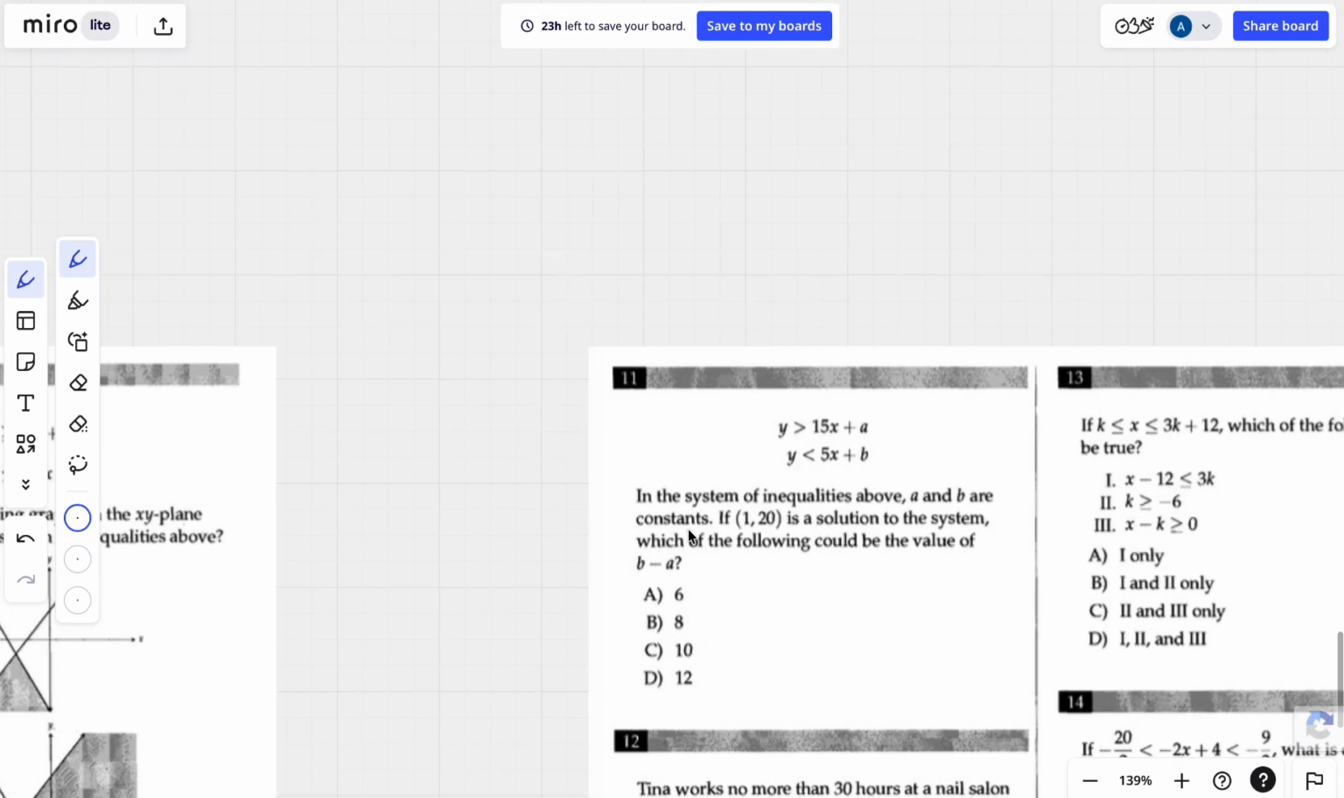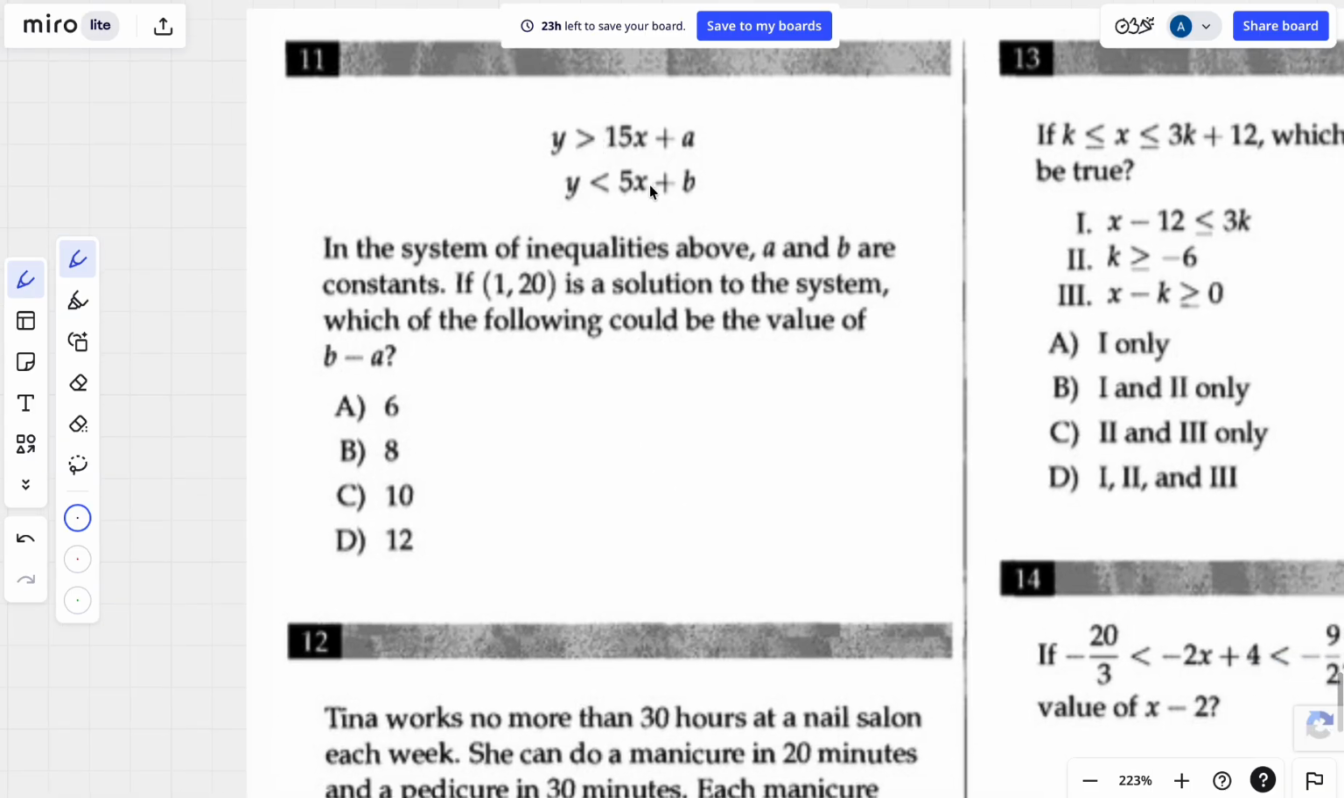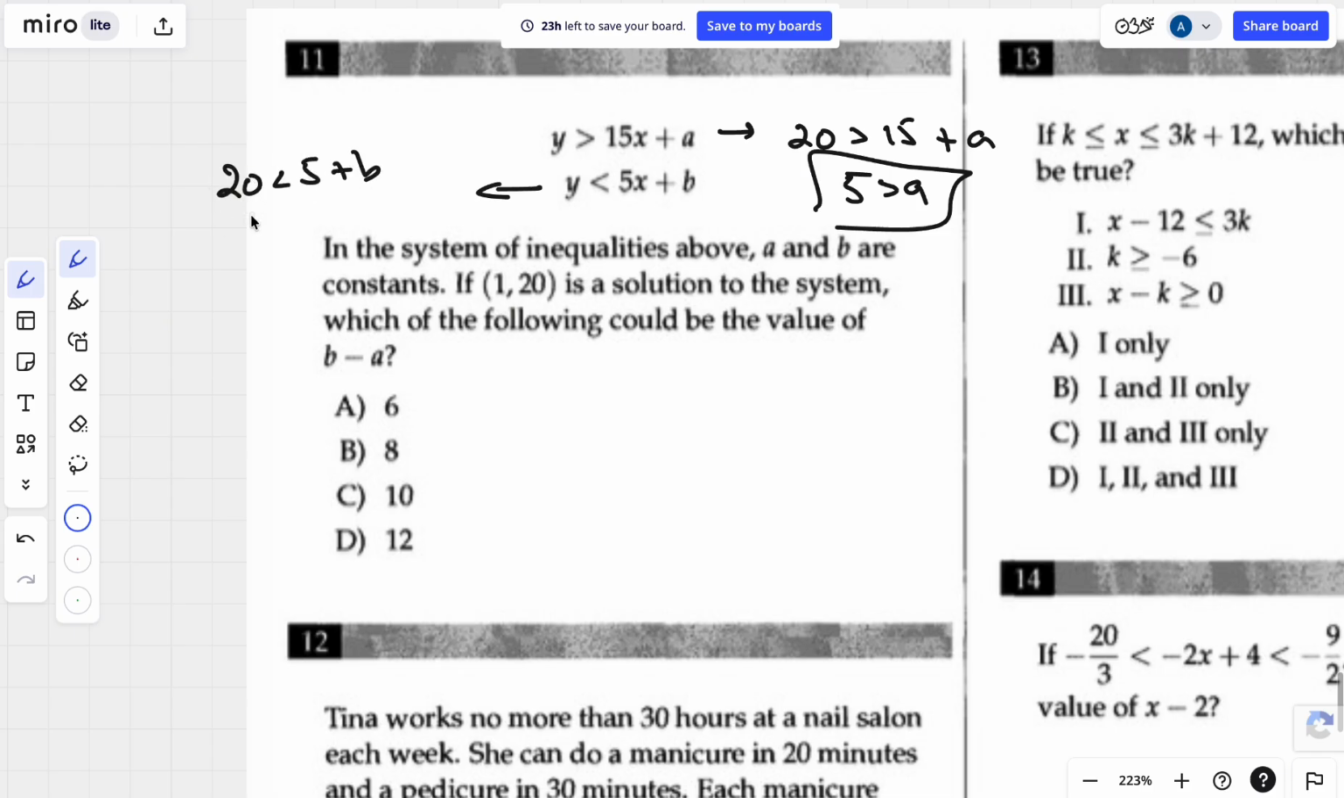Moving on, question 11. We have two inequalities. (1, 20) is the solution. We'll just plug it in. In the first one, if I plug in 1 and 20, y is 20 and x is 1, so 20 is greater than 15 plus a. If I solve this, that's going to be 5 is greater than a. For the second one, if I plug in 1 and 20, x is 1, y is 20, so 20 is less than 5 plus b. You get 15 is less than b.